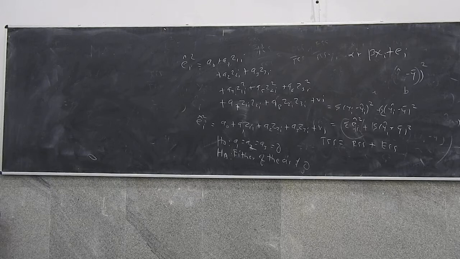Now, if k goes up, then n minus k becomes smaller. Then the numerator will become bigger. So 1 minus that will become smaller. Right? So you see this, guys?